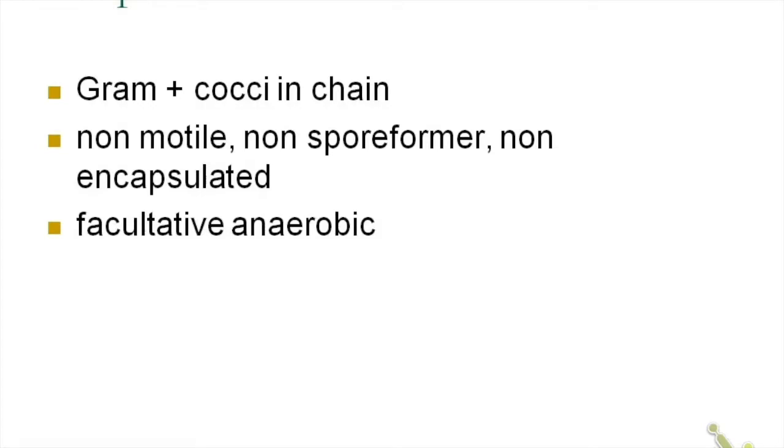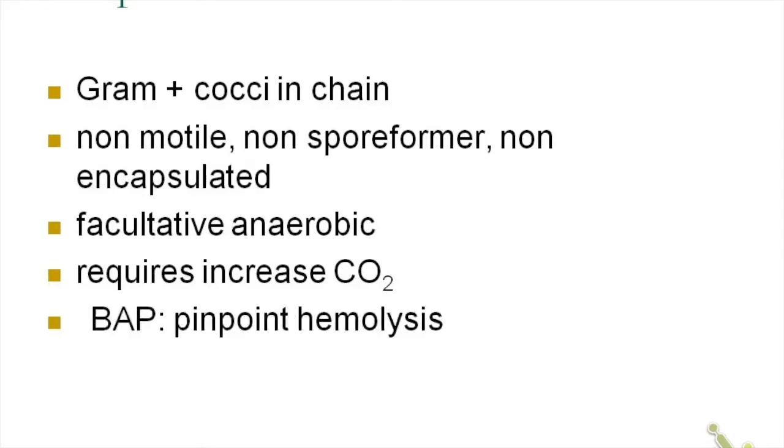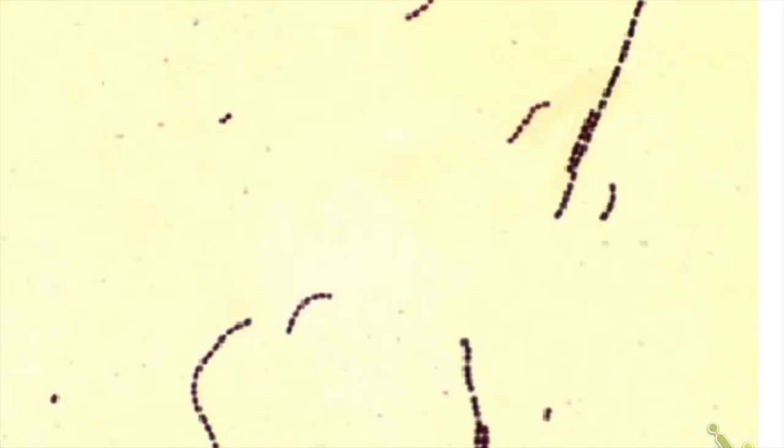And they are facultative anaerobic, and they require carbon dioxide for growth. So they are said to be what? Capnophilic. In blood agar plate, they produce pinpoint hemolysis, and there are about 29 recognized species of Streptococcus. Okay, so this would be the gram-positive cocci in chain.